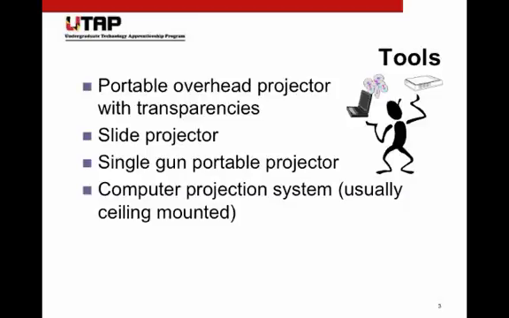A single-gun computer portable projector usually sits on a table and is often used in meeting rooms or other places where permanent installation is not possible. These usually plug into an equally mobile laptop. Computer projection systems, usually ceiling-mounted, can be found in the 231 technology-enriched classrooms and the 4 teaching theaters found on campus.